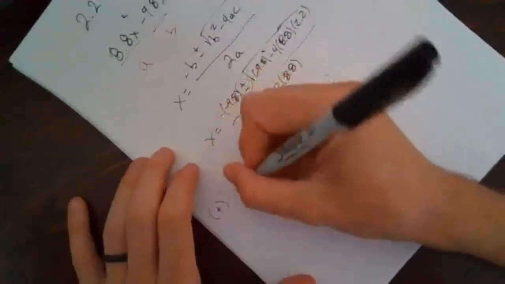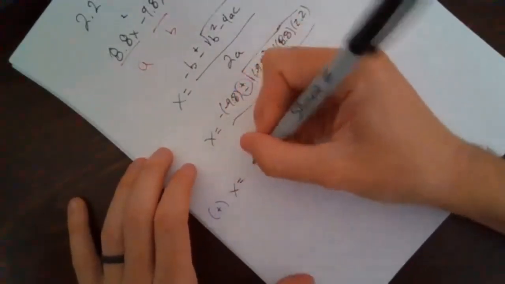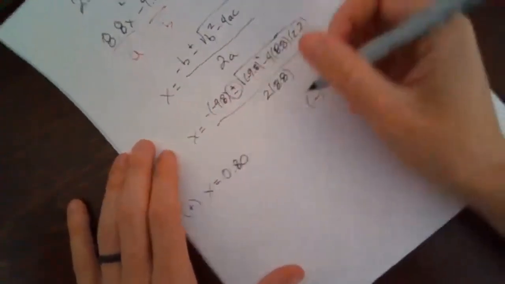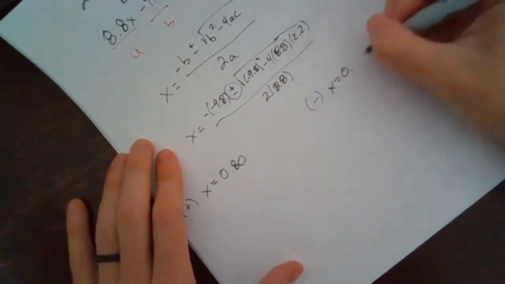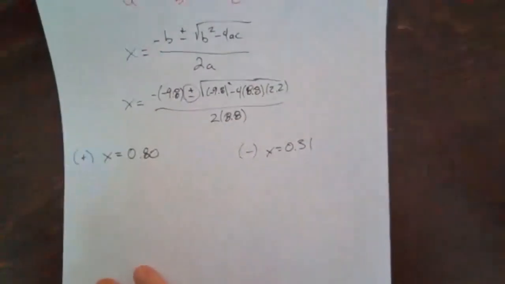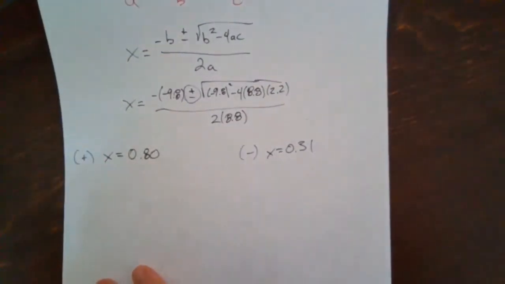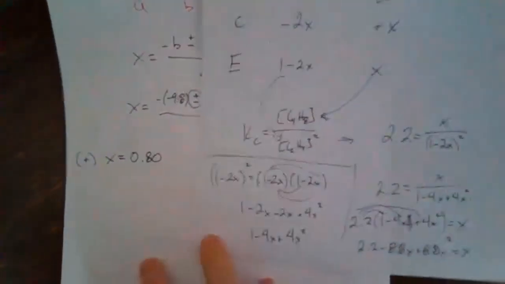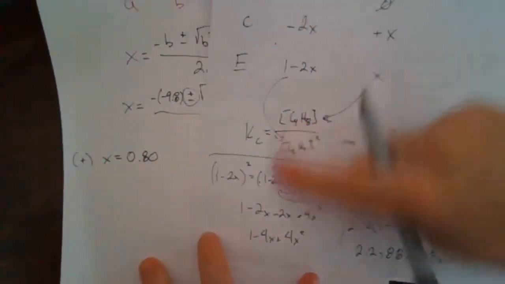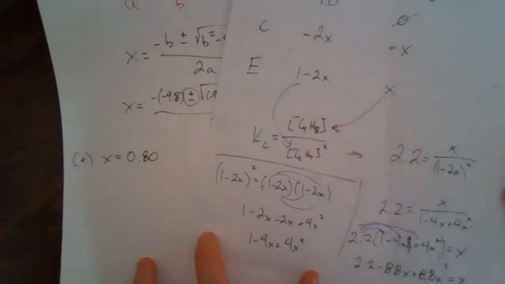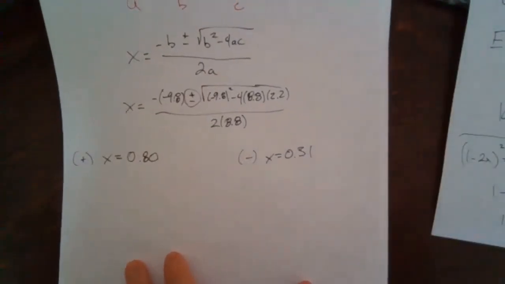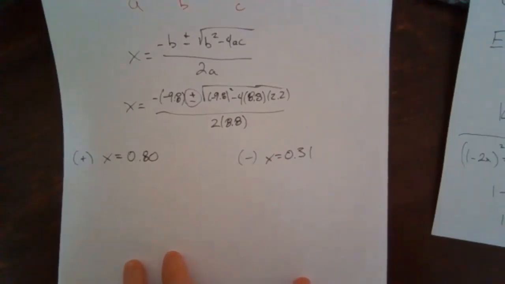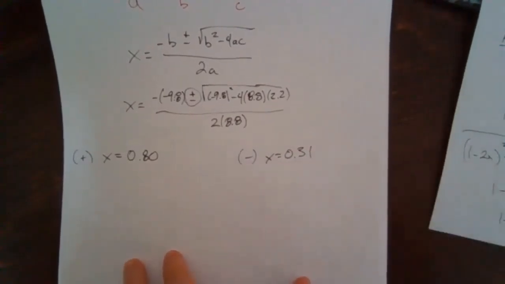And as a result, your two solutions are x is equal to 0.80 and x is equal to 0.31. So mathematically, both of those work. In terms of just, we use an ICE table to set up this algebraic equation, right? This algebraic expression. And for that algebraic expression, there are two solutions. X can either be 0.8 or it can be 0.31.